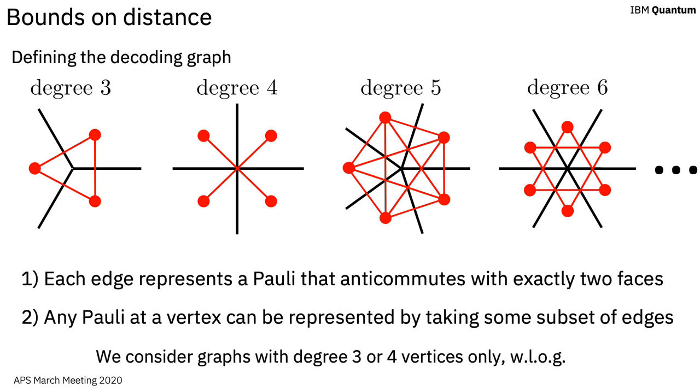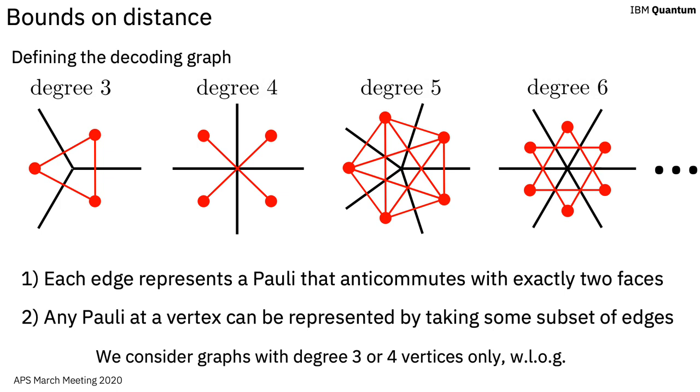To do this, we define a decoding graph for our graph, and this associates a vertex to every face, and then edges correspond to vertices in the original graph. There's an edge between two faces if there exists a Pauli at that vertex that anti-commutes with exactly two faces. And there can be multiple edges per vertex. For instance, around a degree 3 vertex, you have this 3-clique, a triangle. Around a degree 4 vertex, you just have this cross, an X. And around degree 5, you have a 5-clique. Around degree 6, you have two uncoupled 3-cliques, etc.